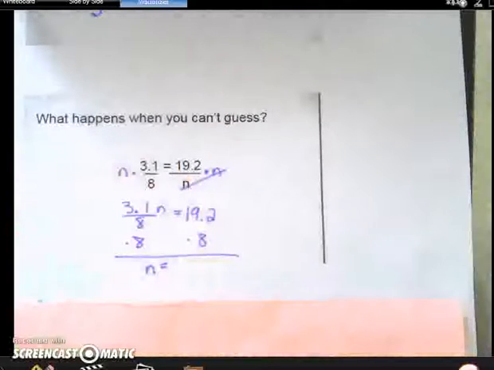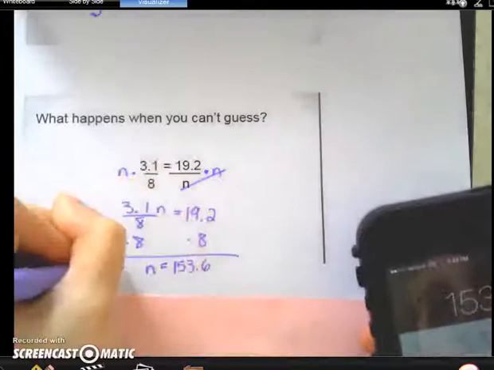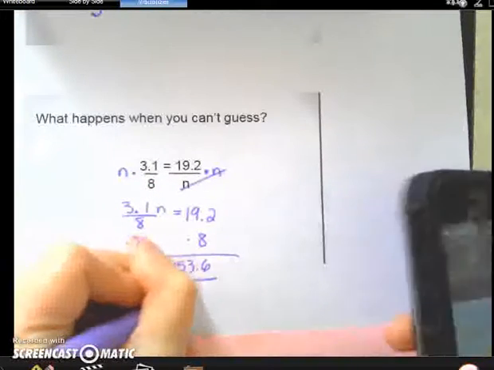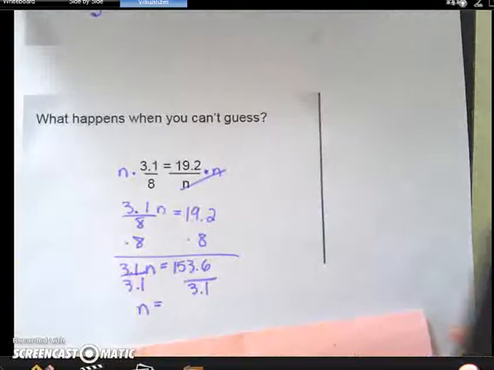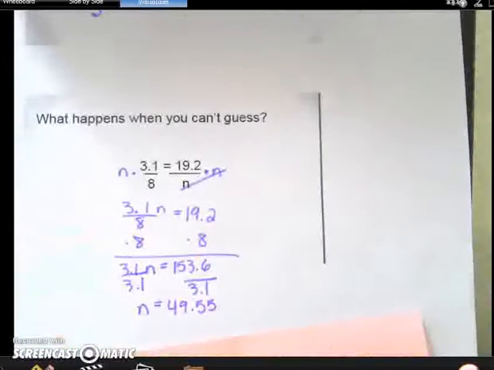Okay, let me grab my calculator here. That would give you 153.6, and we still have this 3.1. And then you could divide both sides by 3.1. Okay, then 153.6 divided by 3.1 would give you 49.55. So that's how to solve it using the method that I taught you in solving equations last fall.